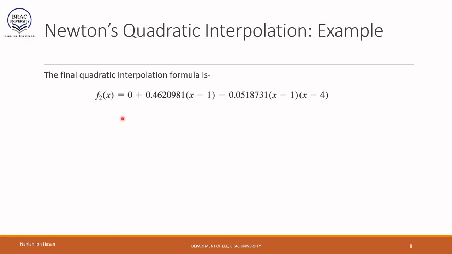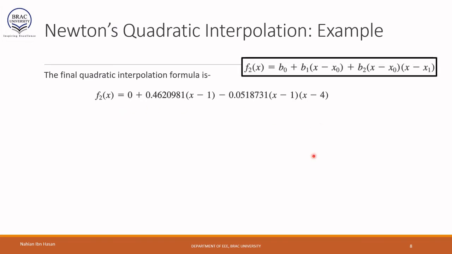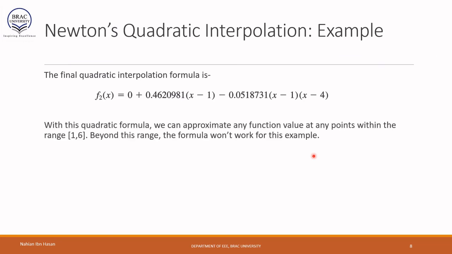This quadratic interpolation polynomial can be used to find the value of the function within the range of the x's given. We cannot apply this function to find the value at a point that is beyond the range given in the question. So please remember that this interpolating polynomial is only applicable within that range, within 1 to 6. That means 1 to 6 is the range given in the question here, so we cannot apply this interpolating polynomial beyond this range.